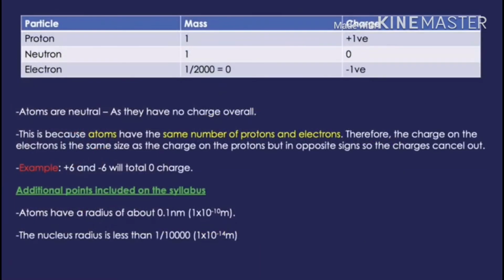So this table summarizes what was discussed on the previous slide. It just shows the mass as well as the charge of a proton, electron and a neutron. This must be learnt for the exam.